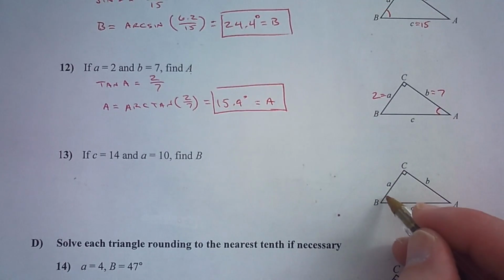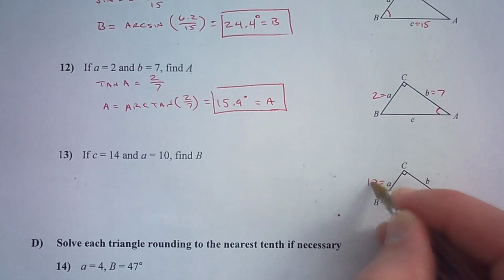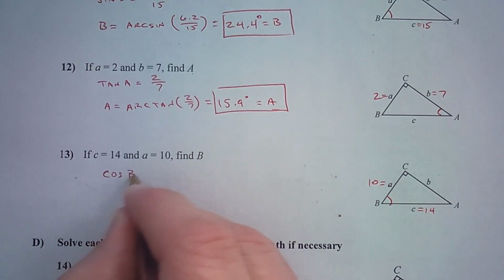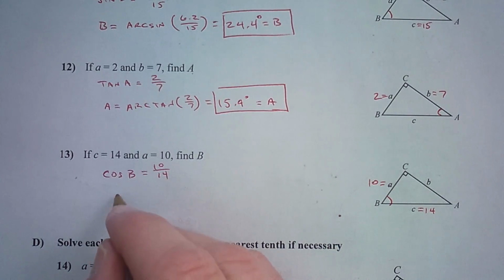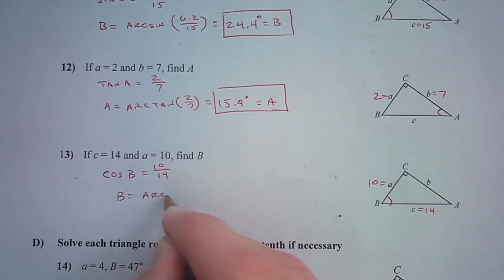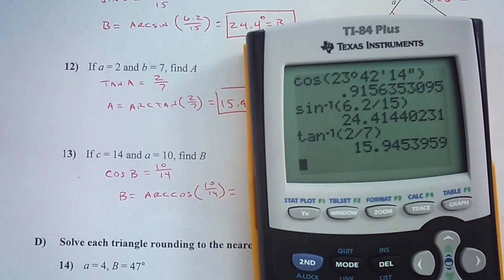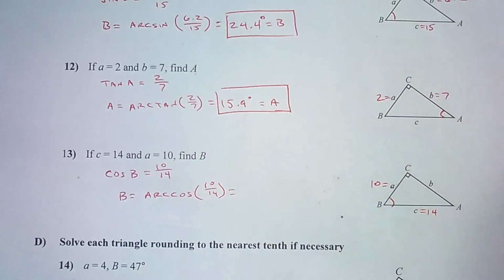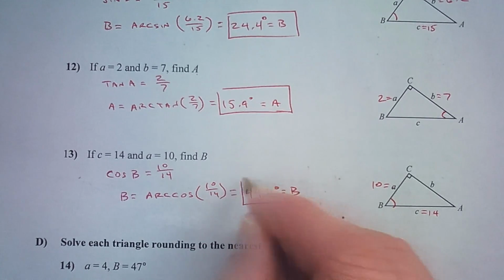And then here we're finding the measure of angle B, given that side C is 14 and side A is 10. This time we have adjacent and hypotenuse, so that's cosine. Cosine B equals adjacent over hypotenuse. And once again, we're looking for an angle, so B is arccosine 10 over 14. So second cosine, 10 over 14, is 44.4 degrees. And that is the measure of angle B.